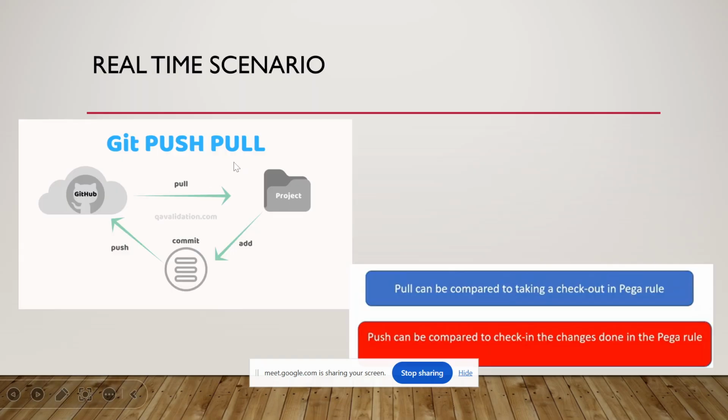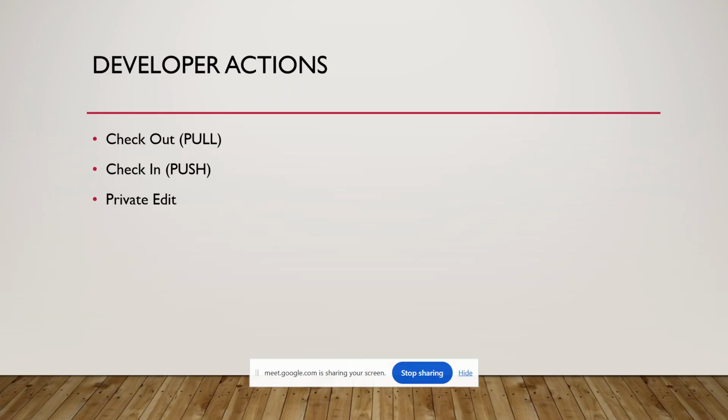Similarly, if I compare with GitHub, you have the source code in GitHub. If you want to modify or update data from GitHub, you will use a pull command to pull it, and you will store it in your project. When we log in with our credentials, we say that we have checked out that rule. Similarly, in GitHub, you store it in the project, add your changes, and after adding your changes, you push the data to GitHub. The same functionality applies here.